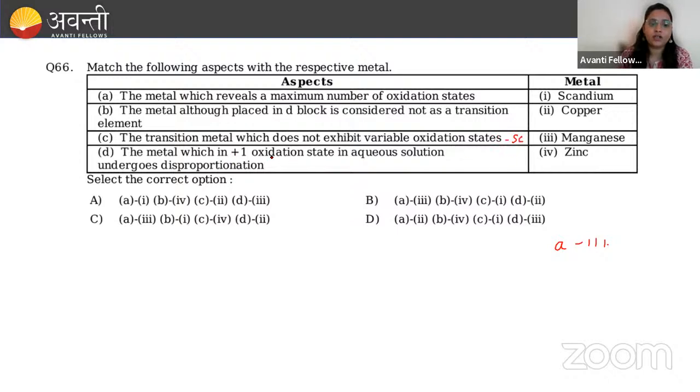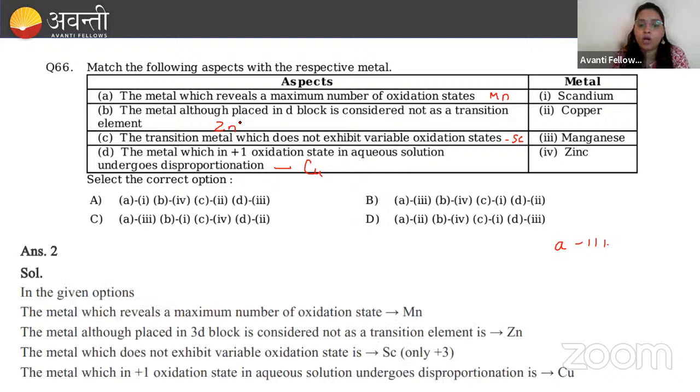The metal which in +1 oxidation state in aqueous solution undergoes disproportionation. Which element is that? Copper is the element which shows this behavior. And here, manganese. And secondly, there is zinc, which is present in the D block but cannot behave as a D block element. So that's why the answer will be option B, which matches each and every metal with the respective aspects given to us. Yes, next problem.